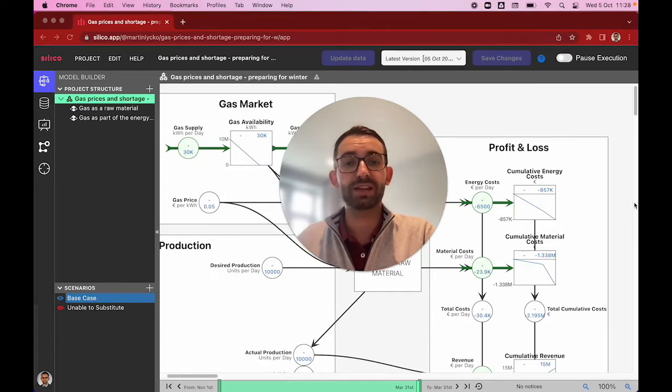Silico is a new business simulation platform that helps you create a digital twin of your enterprise so that you can monitor your business, forecast the future outcomes and test decisions virtually before taking them in the real world.